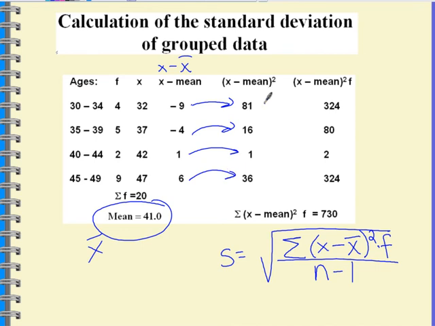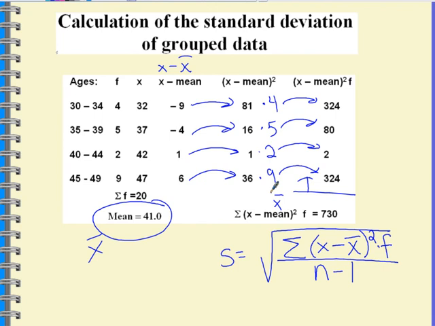Now what we've got to do is multiply by each frequency. So in my first class, there's 4 of them. That's how I got the 324. In the next class, that's 16. I'm going to multiply by 5 because there's 5 of them in that class, 80. Multiplied by 2, there's 2 in that class. Multiplied by 9, and that's how you get the 329. Add all those up, and there's your sum of x minus x bar squared times f.